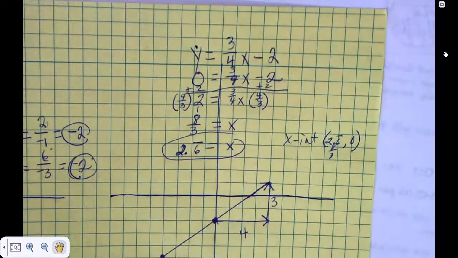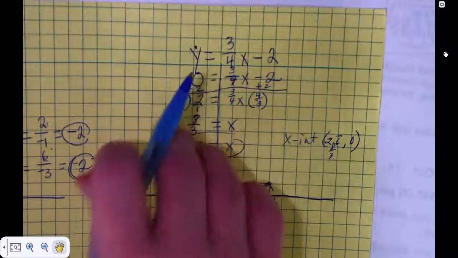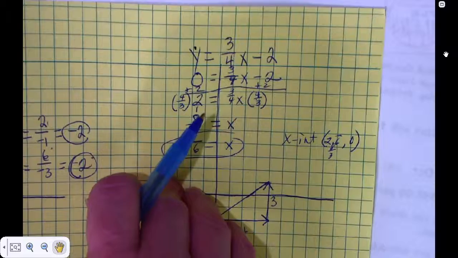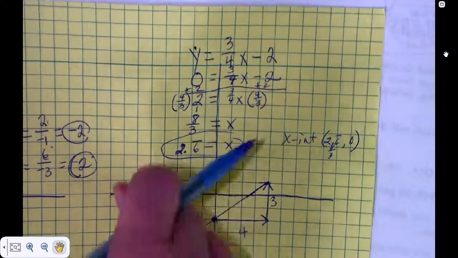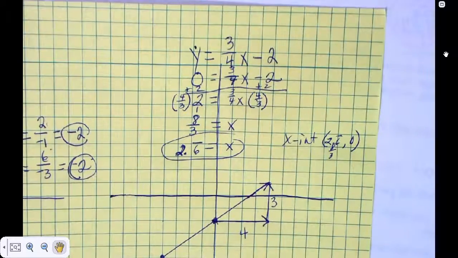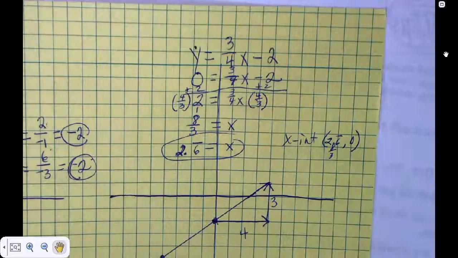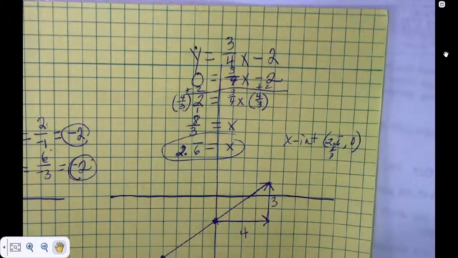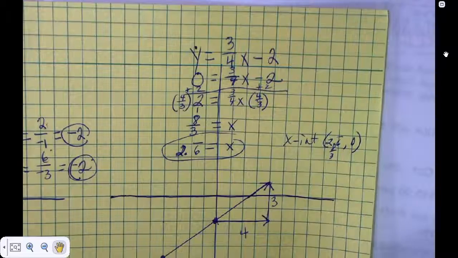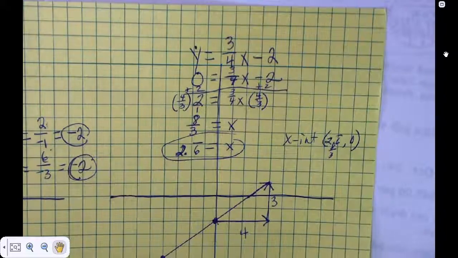That happens sometimes. That's why you need to know how to do this way. Every once in a while, you're going to need to know how to find the x-intercept that way. Okay? All right?